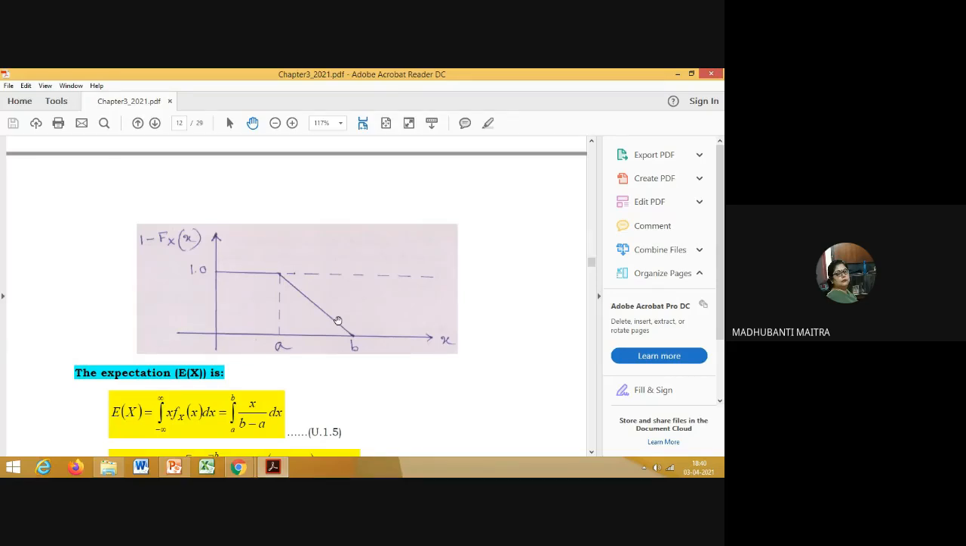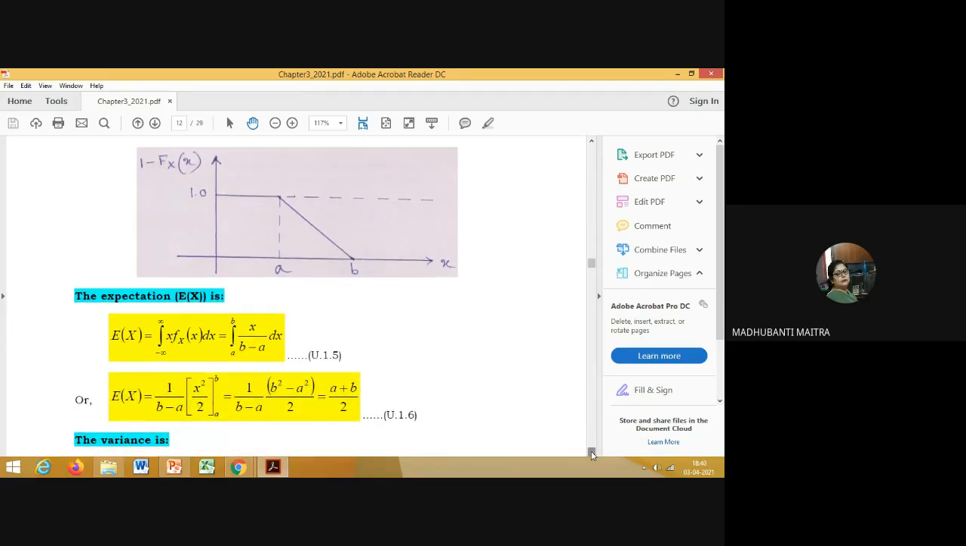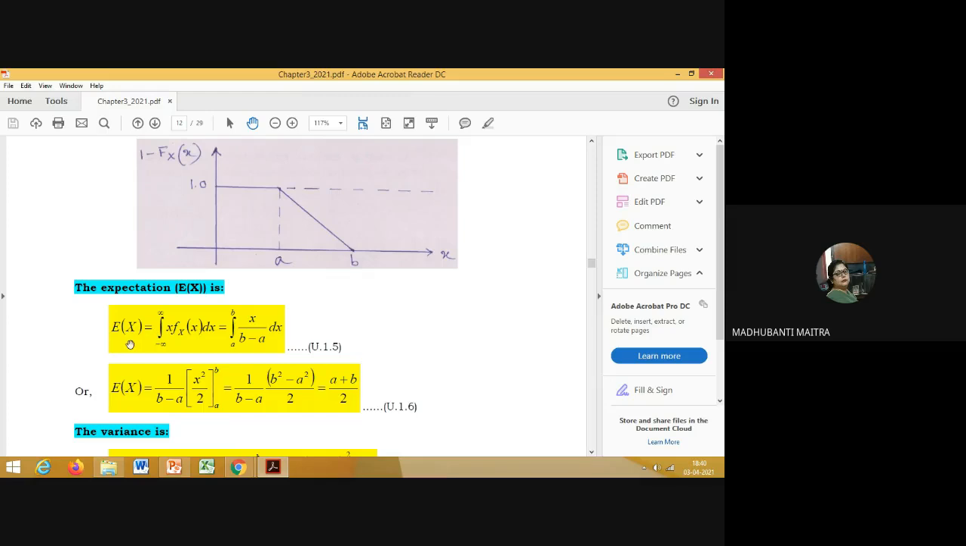Now, the expectation of this density function fx, EX, can be computed as per definition, that is, expectation of x is equal to integration from minus infinity to infinity of x fx dx, right? Now we know fx is given by 1 by b minus a. Hence the limits of the integration will be a to b, and this term will be x by b minus a dx.